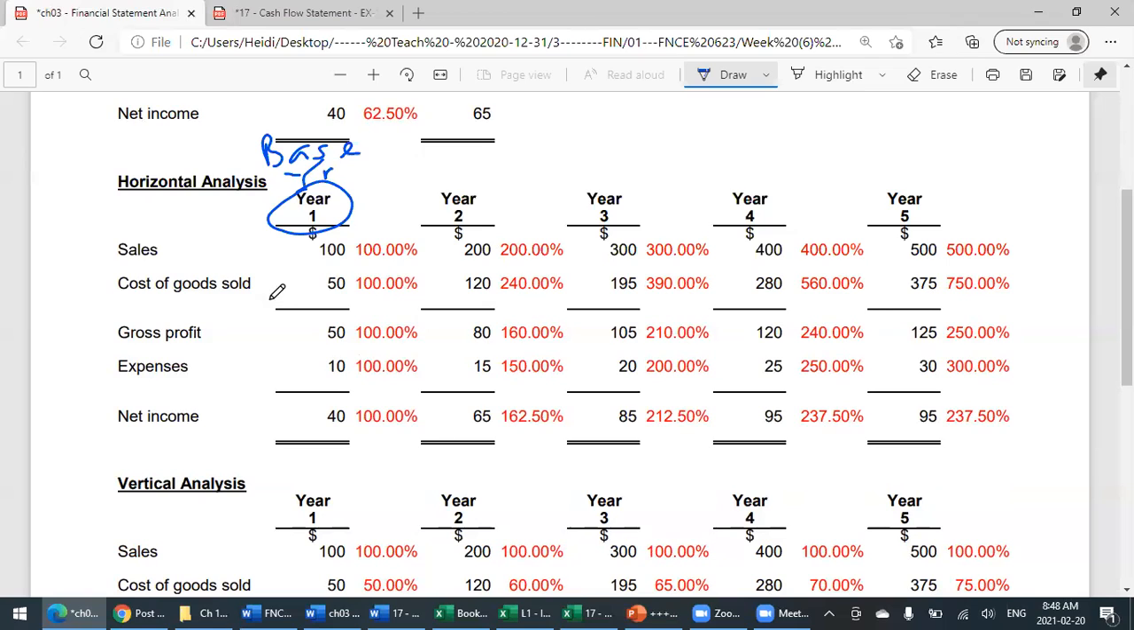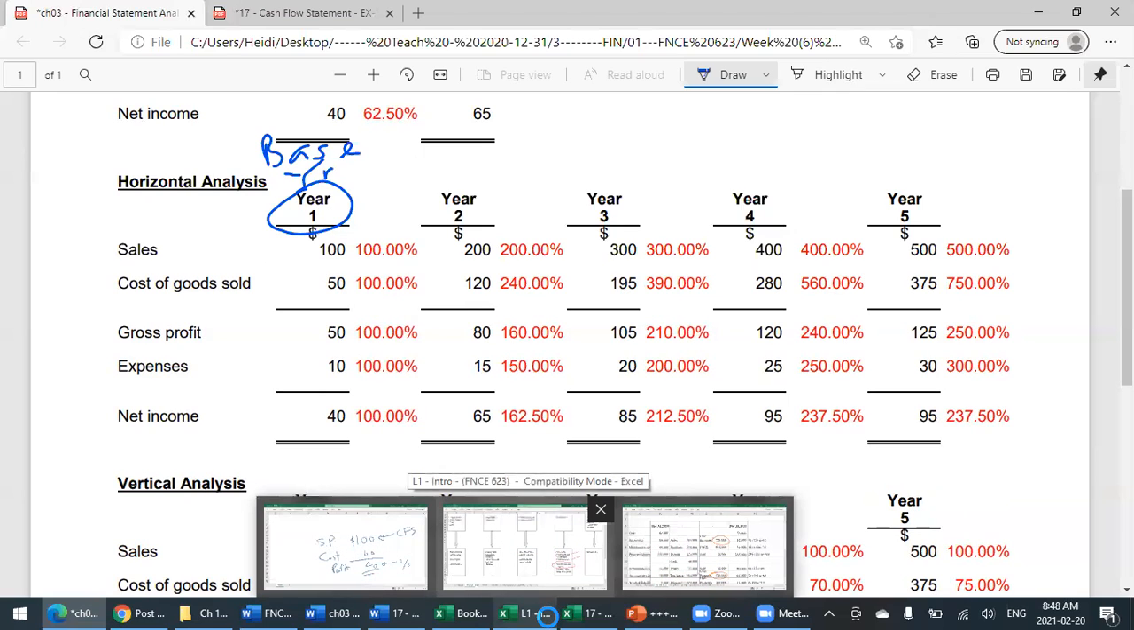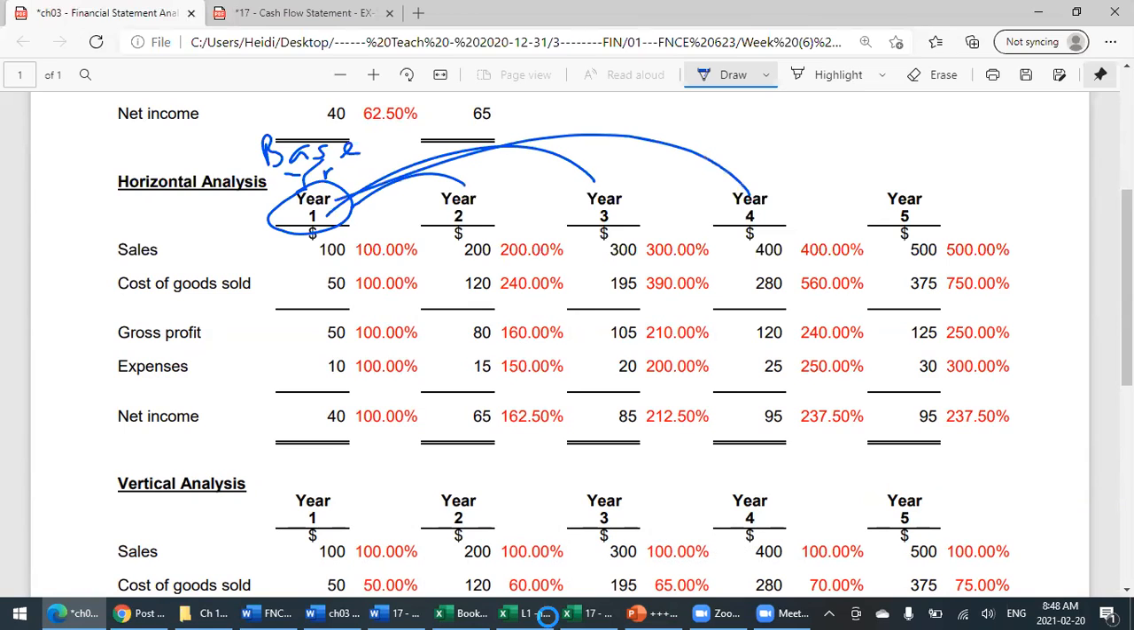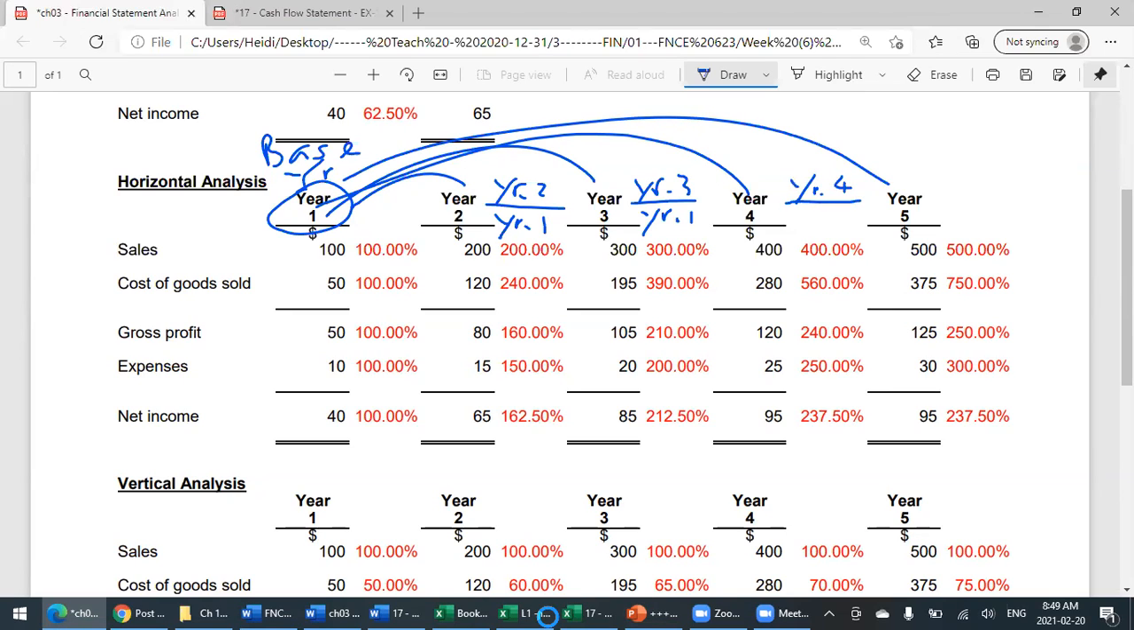So let's assign the oldest year. That year 1 is the oldest in these 5 years, right? So what's next after knowing this is the base year? Then you compare all other years to year 1. And what does that mean? It means you divide every other year, like year 2, by year 1. Always divide by year 1. You divide year 2 by year 1, year 3 by year 1, year 4 by year 1, year 5 by year 1. You divide all other years by year 1. That's horizontal analysis number 2.